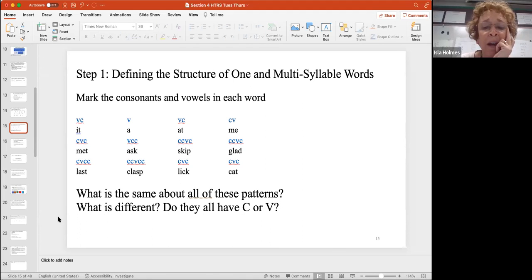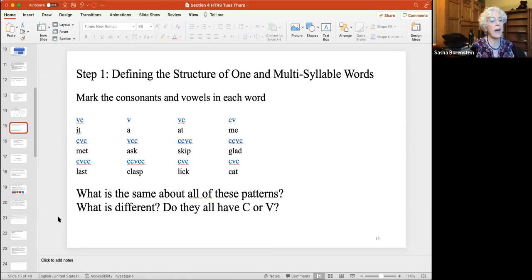They all have a vowel. Yep, Isla said it and Tracy said it. They all have a vowel, and that is one of the most important definitions of what is a word or a syllable. It has one and only one vowel sound.